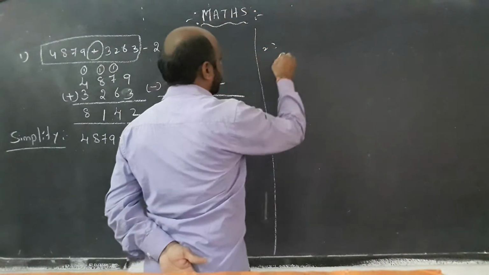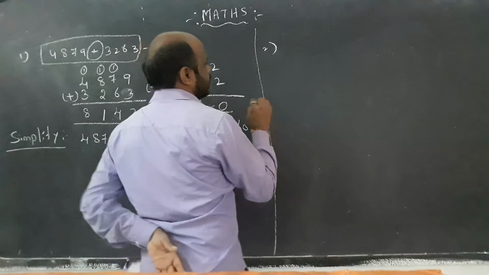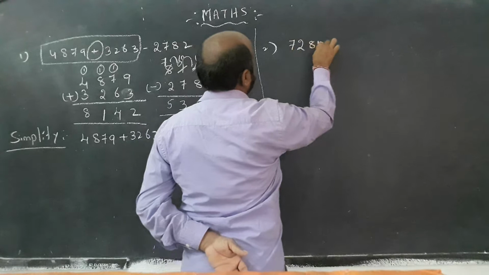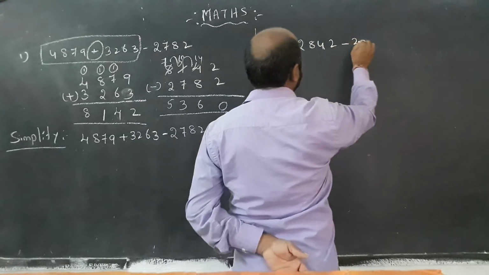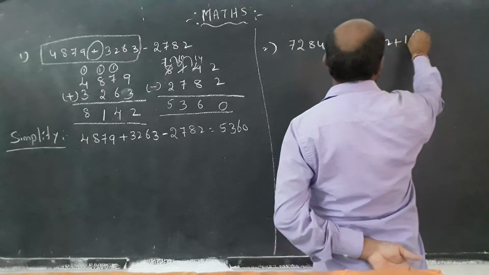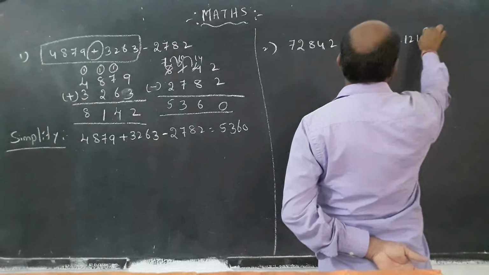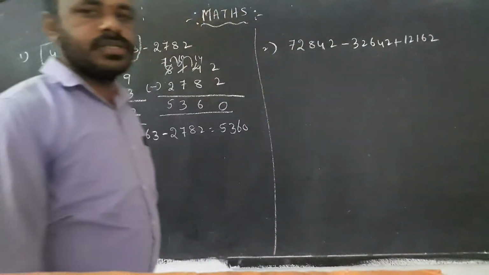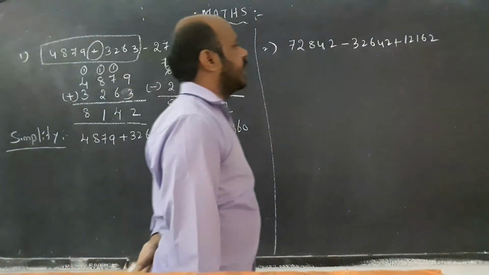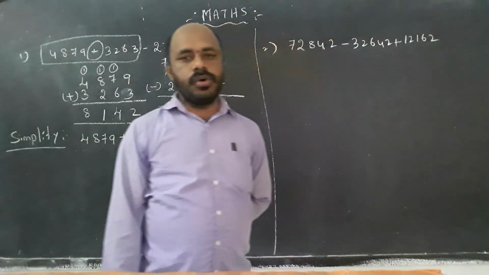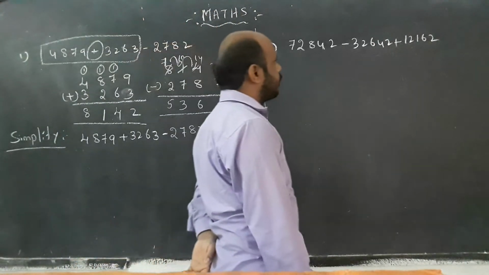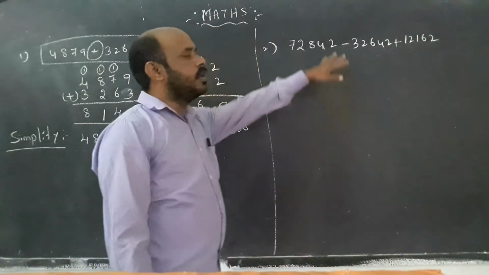See, now the subtraction symbol comes first and the addition symbol second. 72,842 minus 32,642 plus 12,162. All are five-digit numbers only. If they give fewer-digit numbers, then go through the fewer-digit numbers only. If they give more-digit numbers, go to more-digit numbers only. It will be easy.